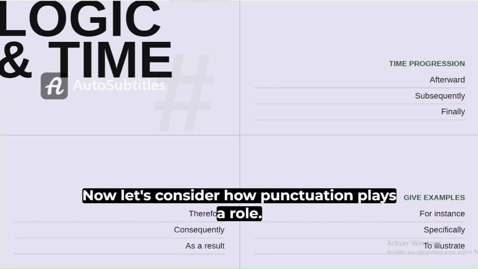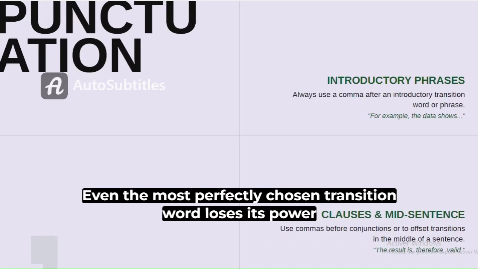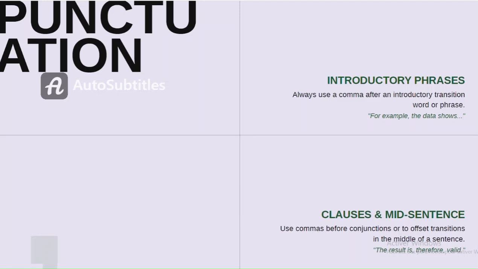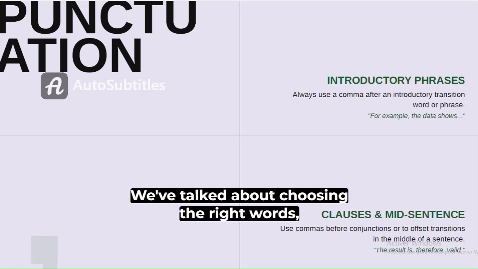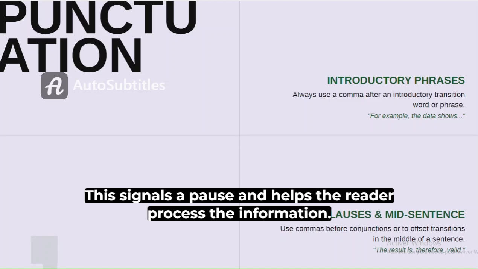Now, let's consider how punctuation plays a role. Even the most perfectly chosen transition word loses its power if the punctuation around it is incorrect. We've talked about choosing the right words, but now let's ensure they're presented clearly. Always place a comma after an introductory transition word or phrase. This signals a pause and helps the reader process the information.